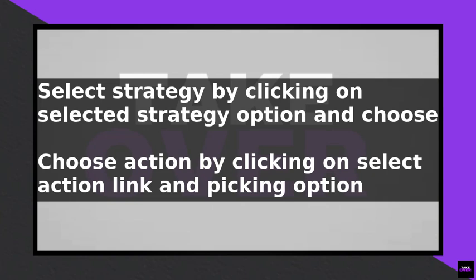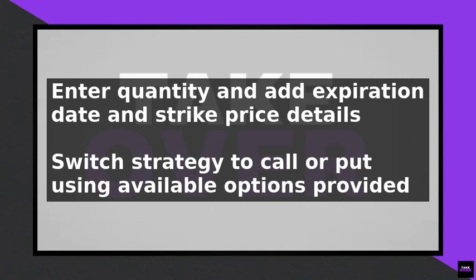Next, select the strategy by clicking on the selected strategy option, choosing from options like call, put, vertical, or others. After selecting your strategy, choose the action by clicking on the Select Action link and picking from options like Buy to Open, Buy to Close, Sell to Open, or Sell to Close. Enter the quantity you want to trade, add the expiration date and strike price, and switch the strategy to call or put using the available options.